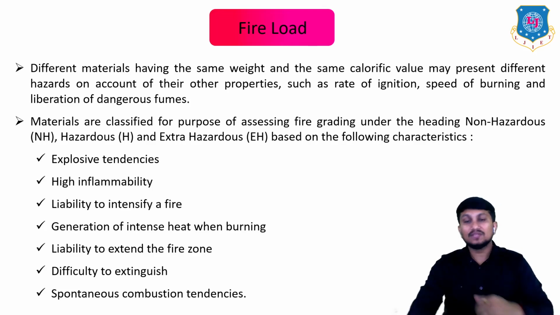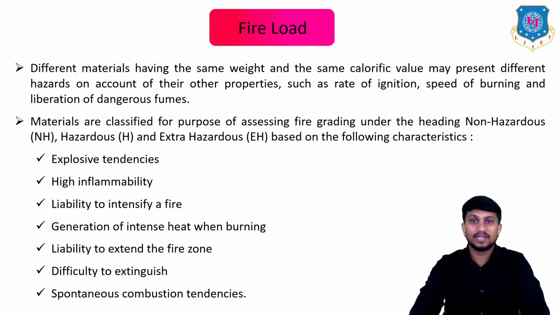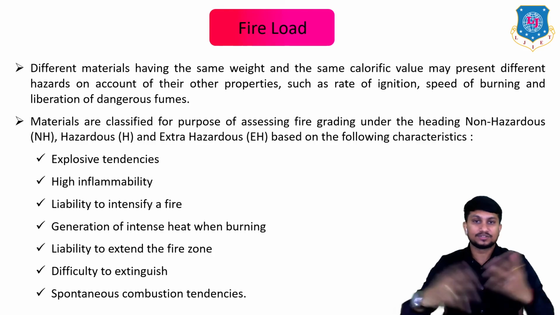First, the explosive tendencies. Second, high inflammability. Third, liability to intensify a fire. Fourth, generation of intense heat when burning. Fifth, liability to extend the fire zone. Sixth, difficulty to extinguish. And seventh, spontaneous combustion tendencies. So these are the seven characteristics by which you can grade the materials as non-hazardous, hazardous, or extra hazardous.